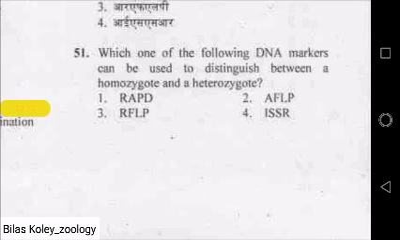Now we will discuss question number 51. Which one of the following DNA markers can be used to distinguish between the homozygote and heterozygote? And the options are RAPD, AFLP, RFLP and ISSR. In these questions, the right option is option number 3.